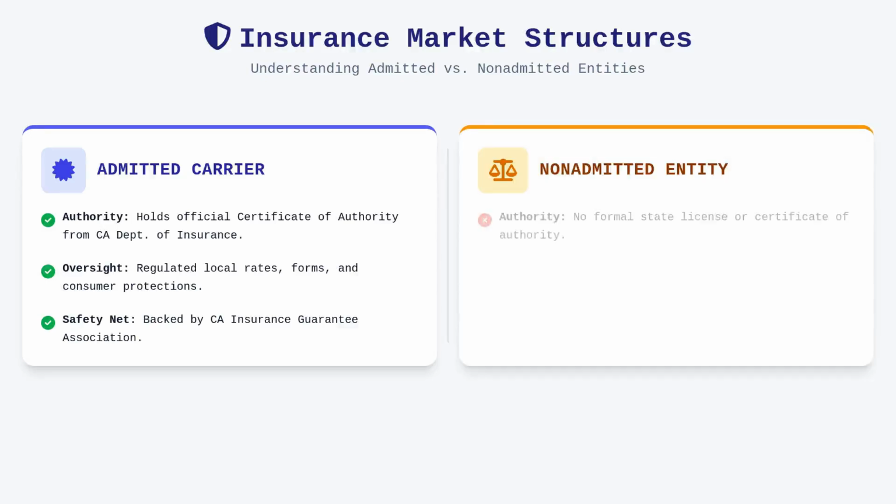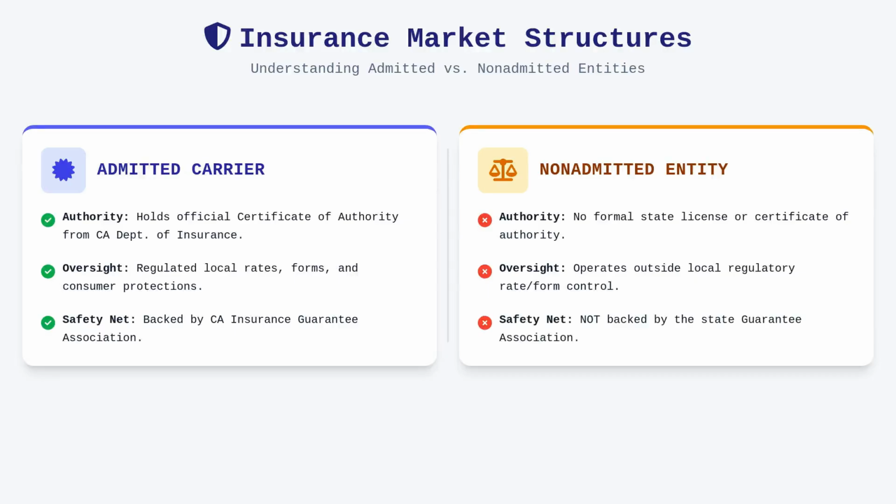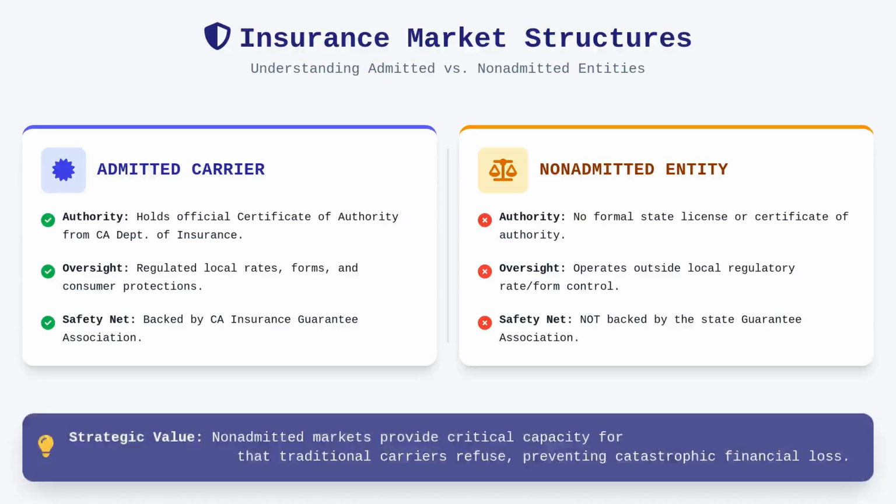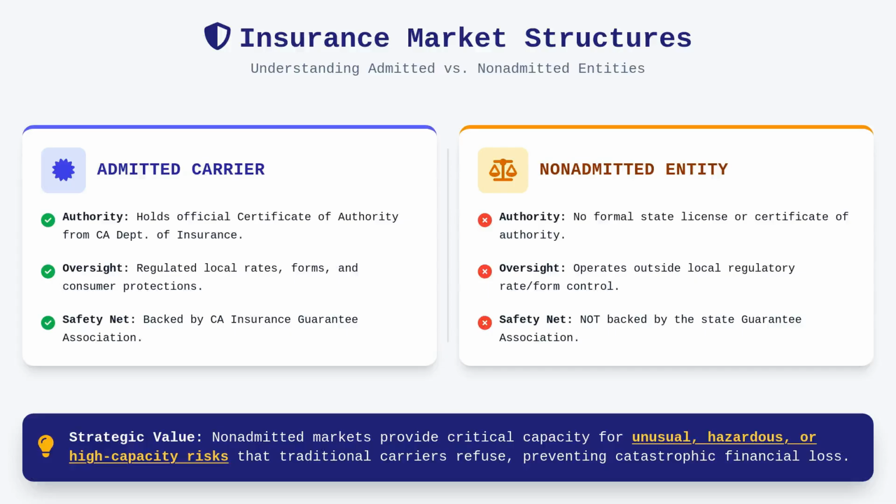Conversely, a non-admitted insurer does not hold such a certificate. It is not licensed by California, which means its policies are not backed by the California Insurance Guarantee Association. When traditional admitted markets refuse a risk due to its unusual, hazardous, or high-capacity nature, the non-admitted market provides the necessary capacity to ensure the public remains protected against catastrophic financial loss.